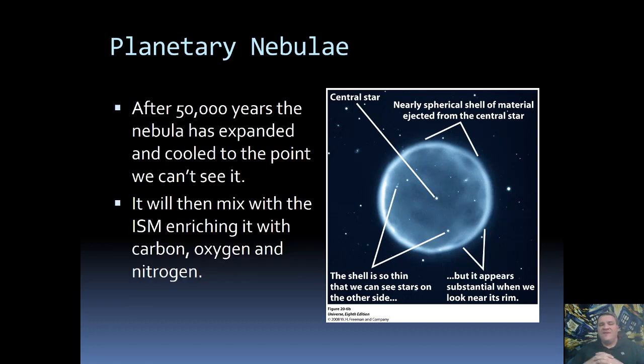Now, after around 50,000 years, the nebula will have expanded and cooled off enough that it's no longer going to be visible. It's then going to mix with the interstellar medium, which is going to increase the amount of carbon, oxygen, and nitrogen within the interstellar medium. A typical star will actually produce several of these planetary nebulae during this stage.